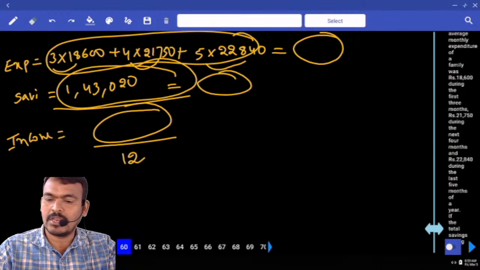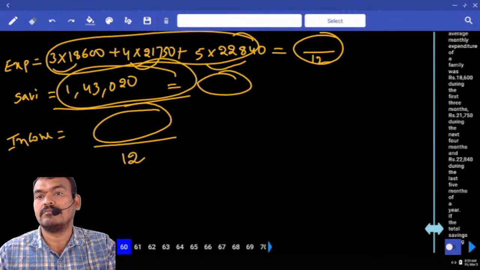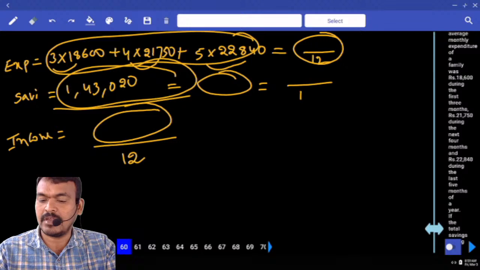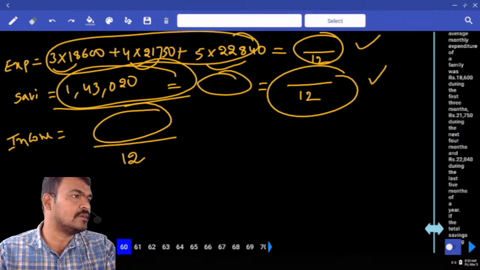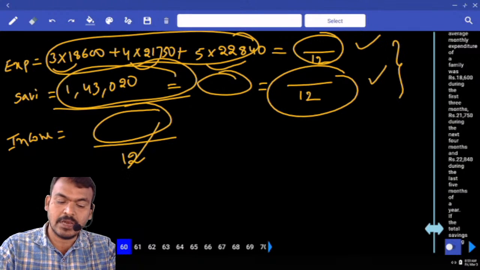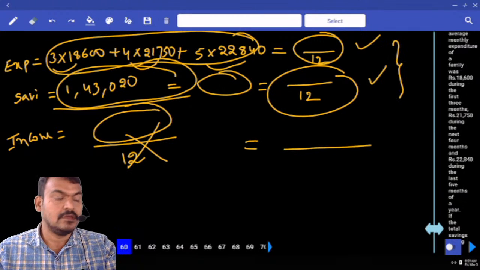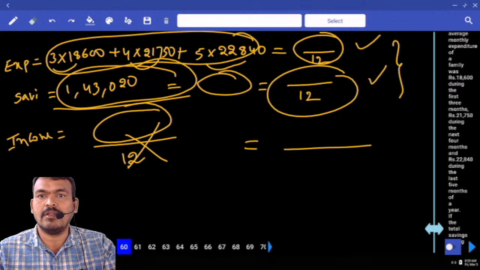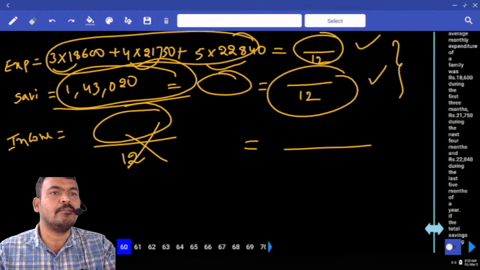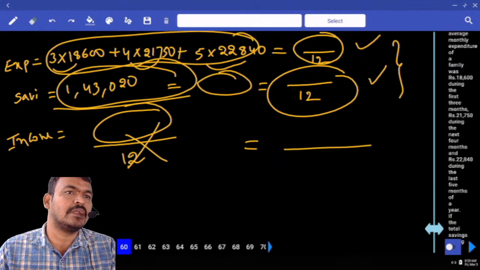First we get the total expenditure, it is divided by 12. Second one, total savings divided by 12. We get the per month expenditure and per month savings. Both adding, we get the per month income, or adding first and then dividing by 12. We get the same answer or different answer?